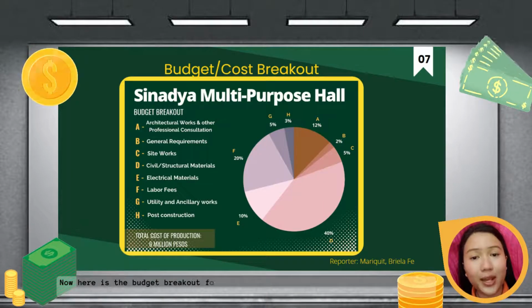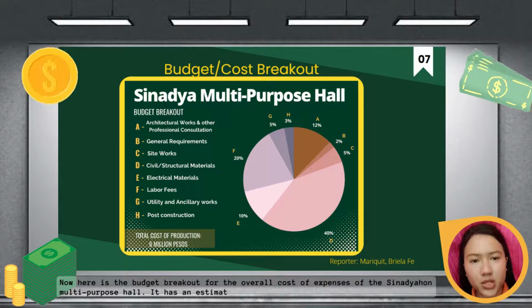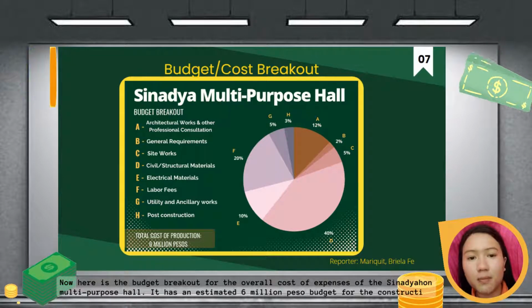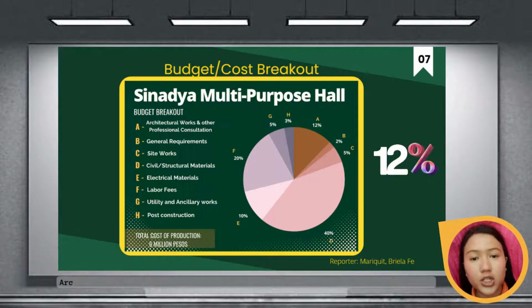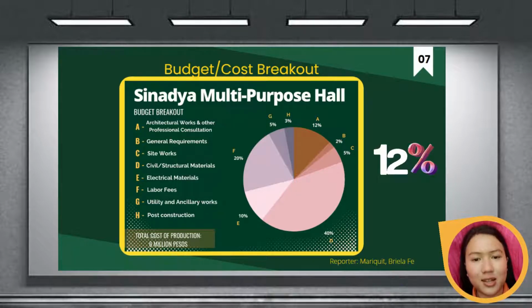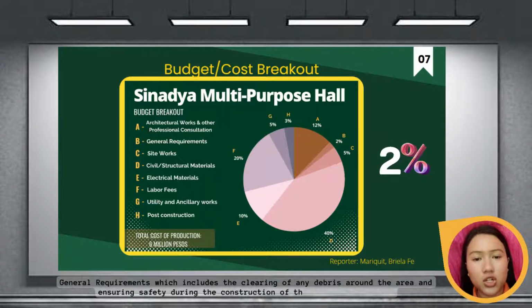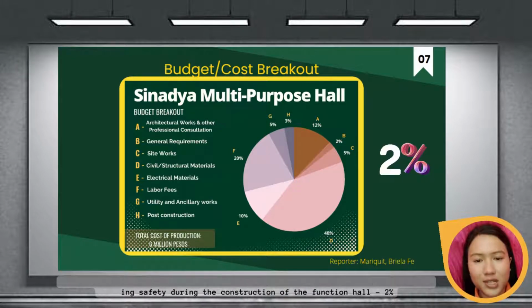Now, here is the budget breakout for the overall cost of expenses of the Sinadya Multipurpose Hall. It's an estimated 6 million peso budget for the construction, which includes architectural works and other professional consultation, which takes up 12% of the budget to cover the design of the interior and other professional needs. General requirements, which includes the clearing of any debris around the area and ensuring safety during the construction of the function hall, that covers 2%.